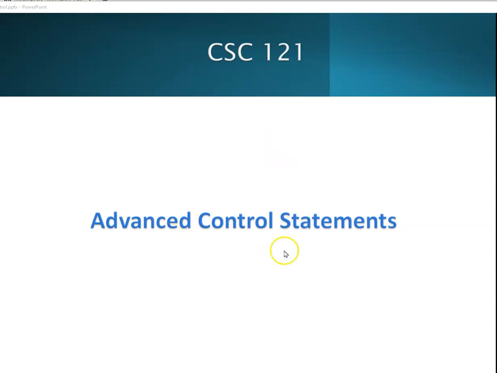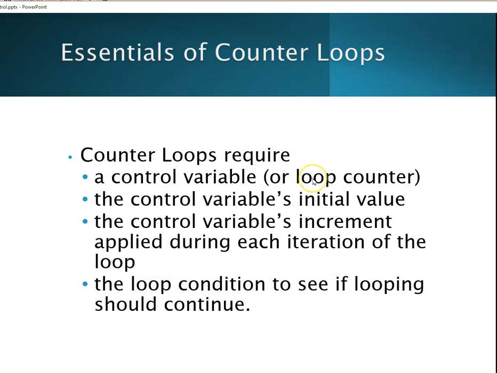So in this video, we're going to talk about advanced control statements. We briefly touched on counting in a loop before. A counter loop requires a control variable or loop counter. The control variable's initial value, some sort of increment needs to be applied each time to the loop, and the loop condition should see if looping should continue.